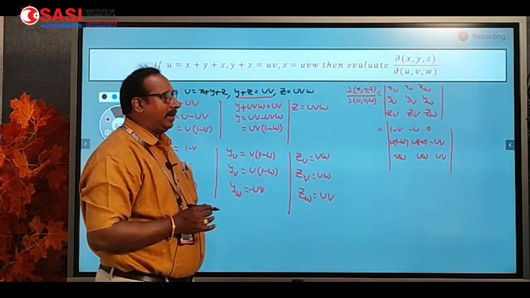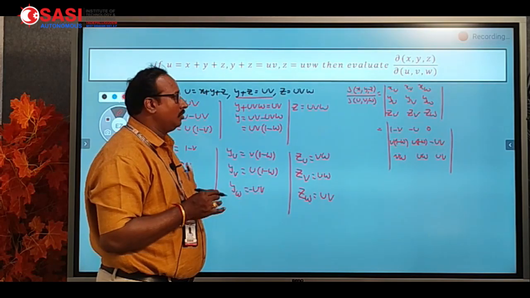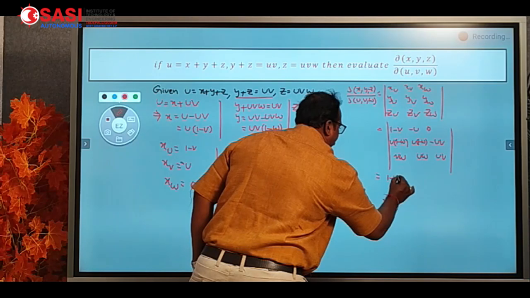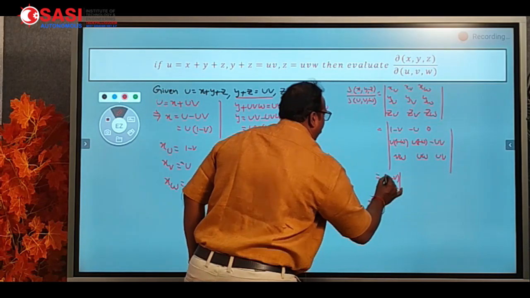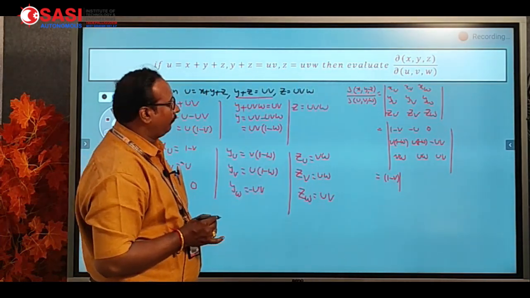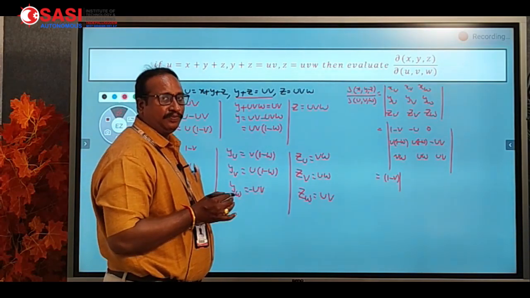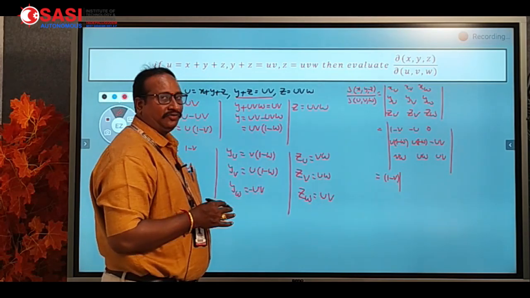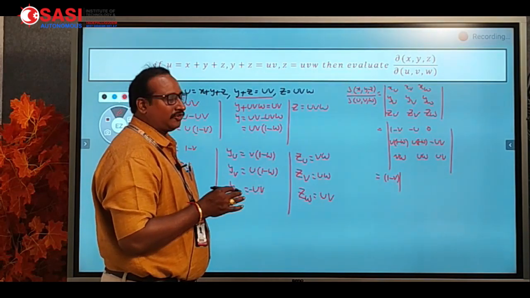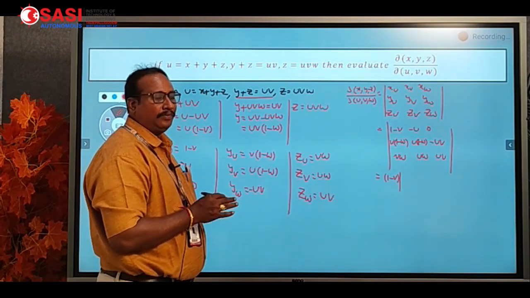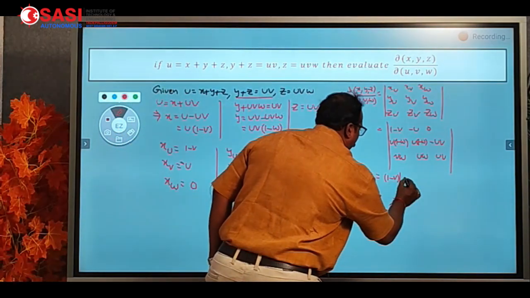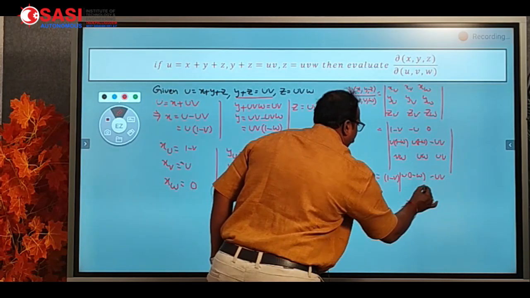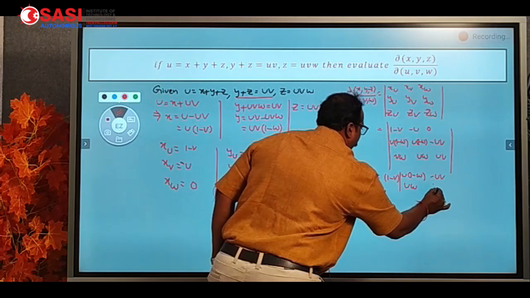What are the first row elements? 1 minus v, minus u, 0. Right, so now write the 1 minus v, that is the first element. Now write the minor of 1 minus v. If you want to calculate the minor, simply leave the row and column which contain that element. Clearly 1 minus v is in the first row and first column, so leave the first row and first column. The remaining elements are u into 1 minus w, minus uv, uw, uv.